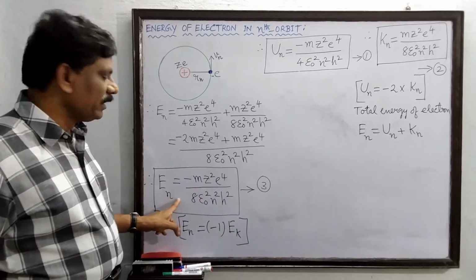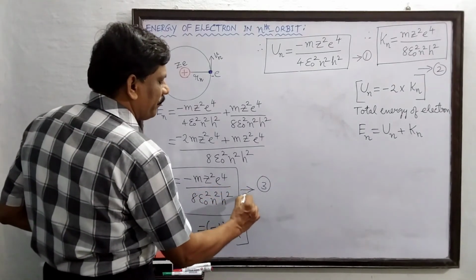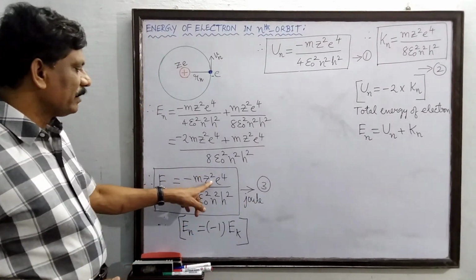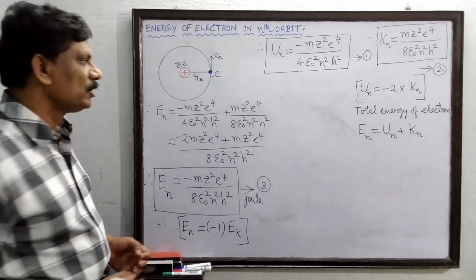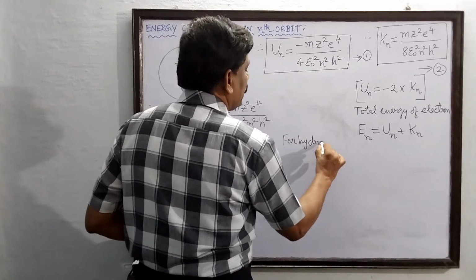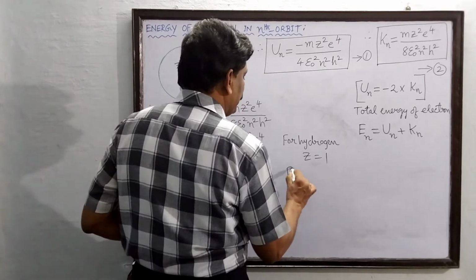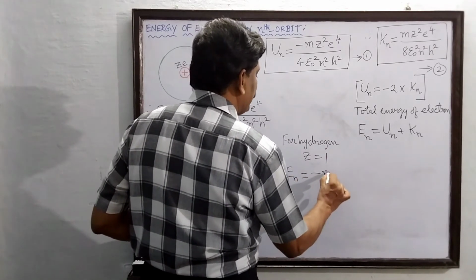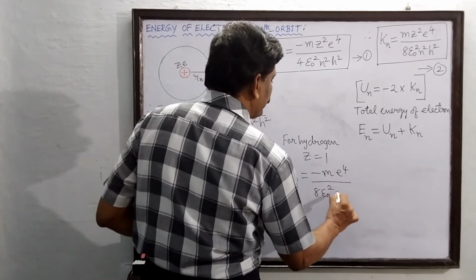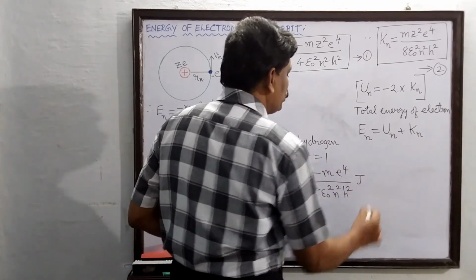Second, we will look at equation number 3. The energy of the electron in the nth orbit is expressed in units of joule, which is an SI unit. And also here Z square. For hydrogen atom I am going to consider Z is equal to 1. So we rewrite the equation: En is equal to minus m e power 4 divided by 8 epsilon naught square n square h square. So here also the unit is joule.